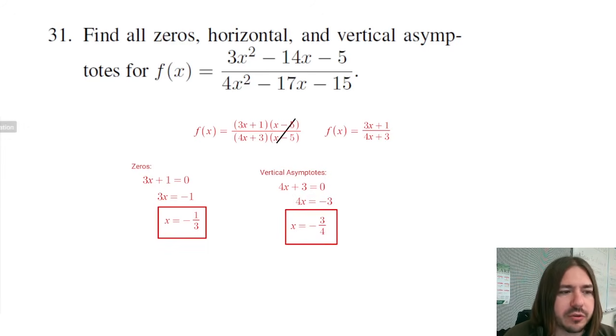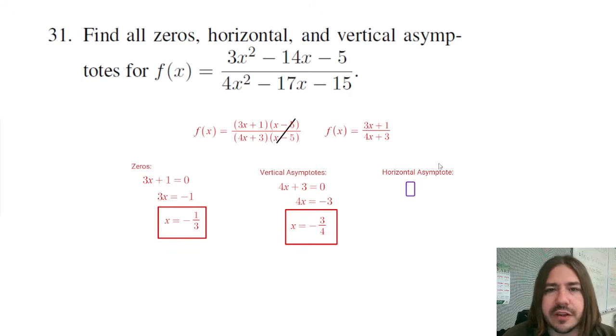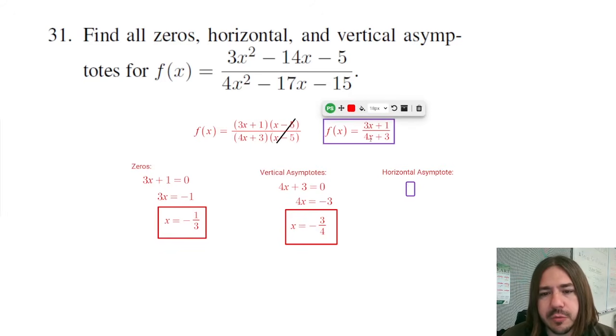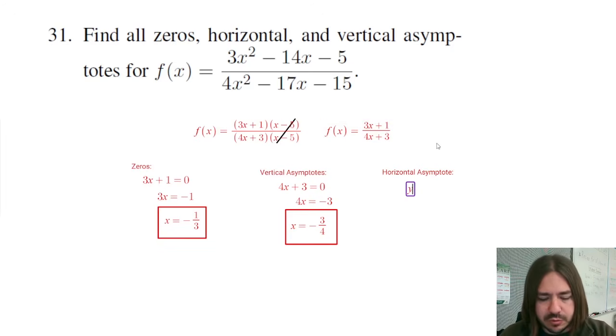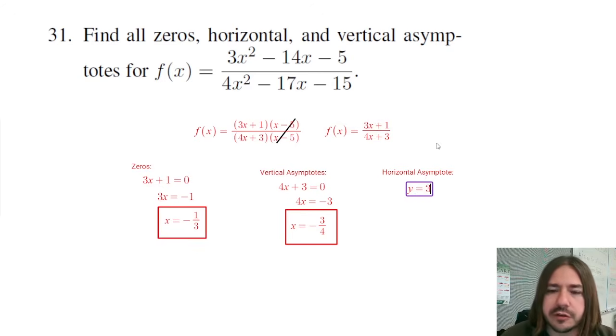Finally, we want the horizontal asymptote. To find it, we are going to look at the leading coefficients of both the numerator and the denominator. And you do this whenever the degrees of both the numerator and denominator are the same. So the leading coefficient of the numerator is 3 and the denominator is 4. So the horizontal asymptote of this particular function is y equals 3/4.